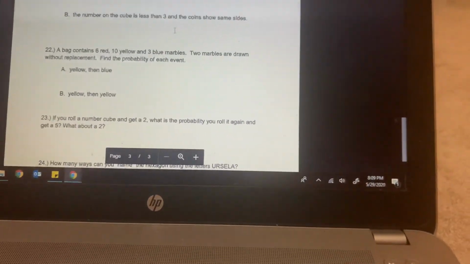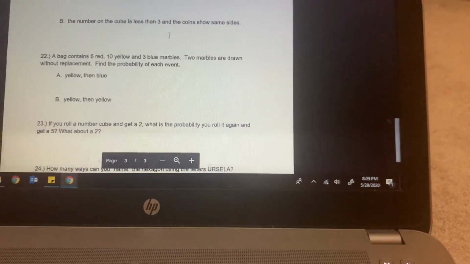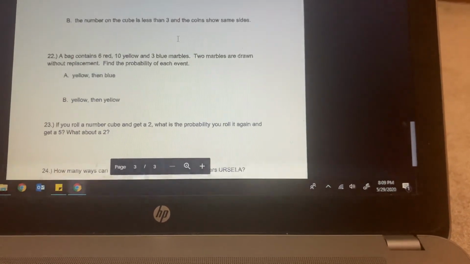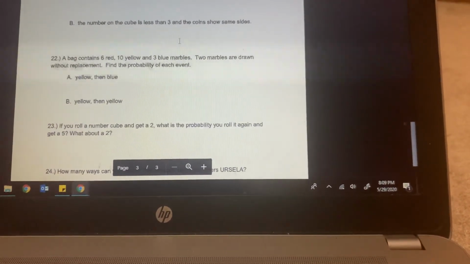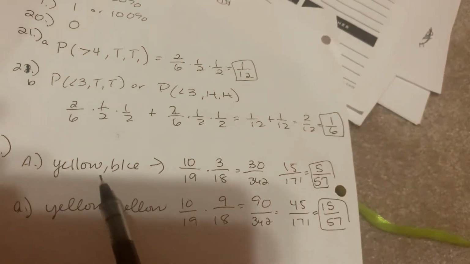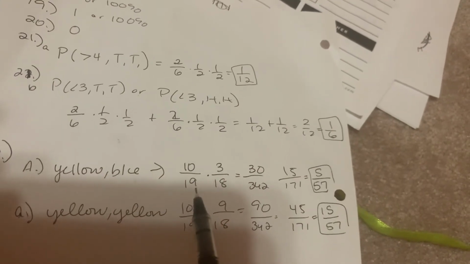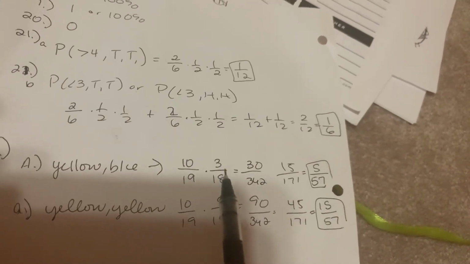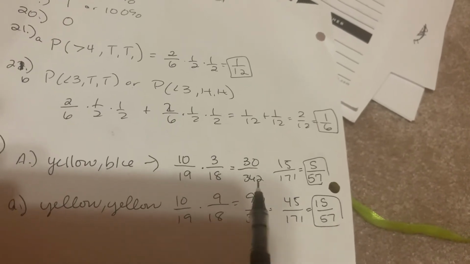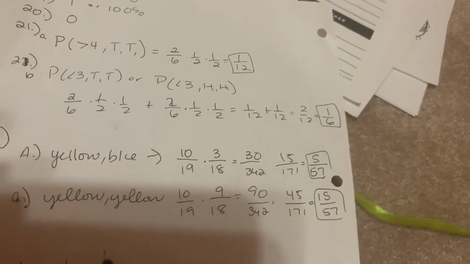Okay, 22. A bag contains 6 red, 10 yellow, and 3 blue. That's 19 marbles. 2 marbles are drawn without replacement. Find the probability of each event. A yellow, then a blue, and a yellow, then a yellow. So if I take a yellow marble, that's 10 out of 19, and then there's 3 blue marbles, but now there's 18 marbles, and there's no longer 19. Multiply, it'll reduce to 5 over 57.